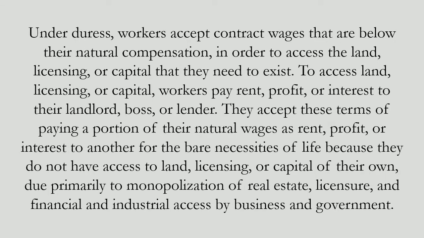Under duress, workers accept contract wages that are below their natural compensation in order to access the land, licensing, or capital that they need to exist. To access land, licensing, or capital, workers pay rent, profit, or interest to their landlord, boss, or lender. They accept these terms of paying a portion of their natural wages as rent, profit, or interest to another for the bare necessities of life because they do not have access to land, licensing, or capital of their own, due primarily to monopolization of real estate, licensure, and financial and industrial access by business and government.